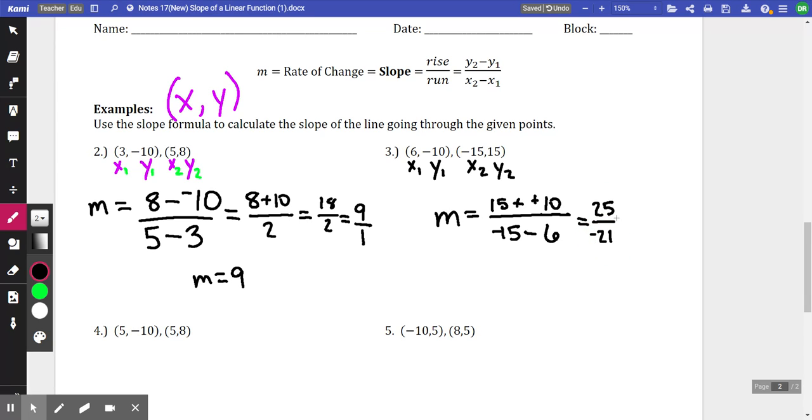I try to reduce this as much as possible if I can, but I don't believe that there's anything that 25 and 21 are both divisible by, so this would be my final answer.